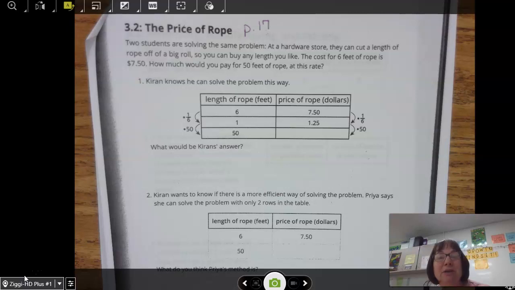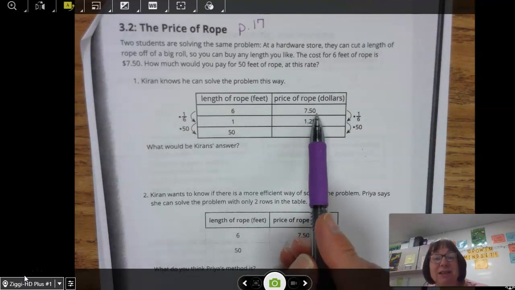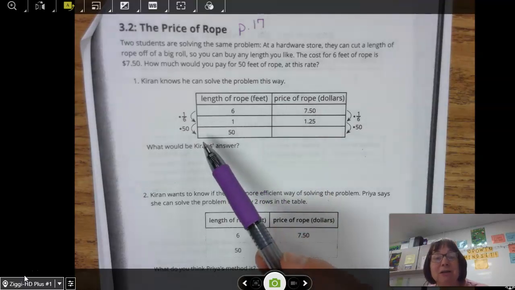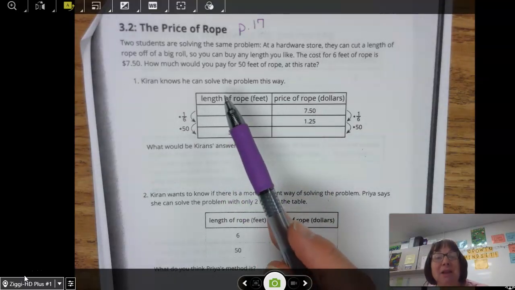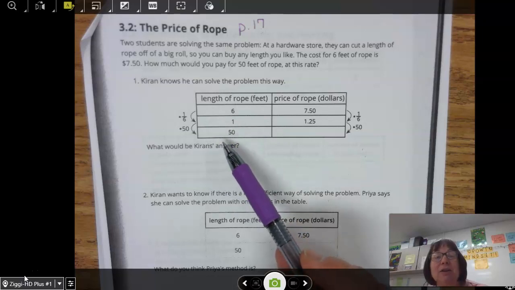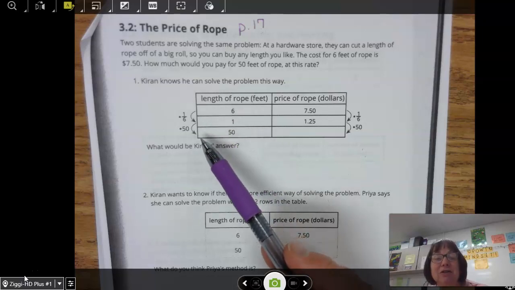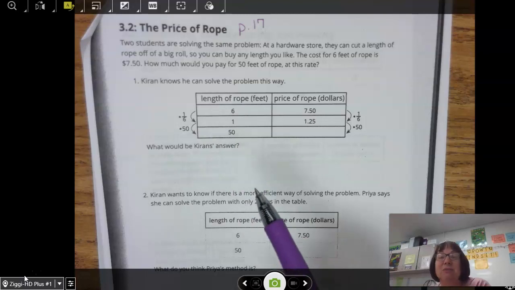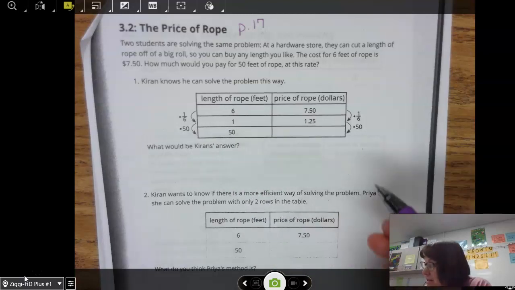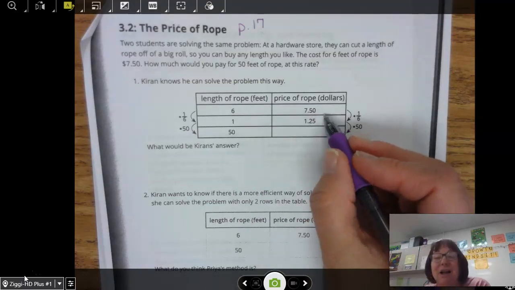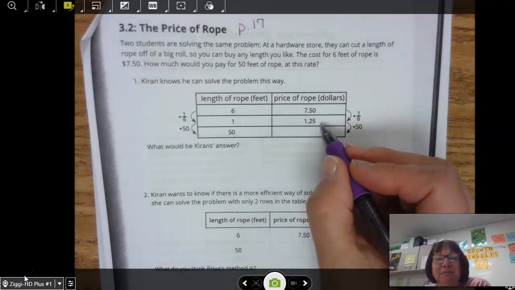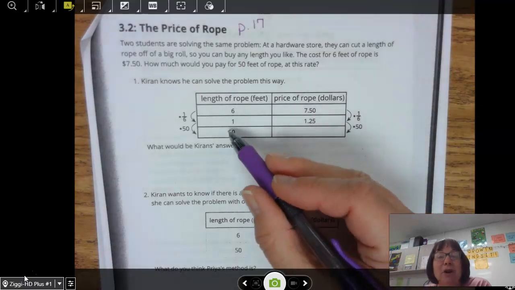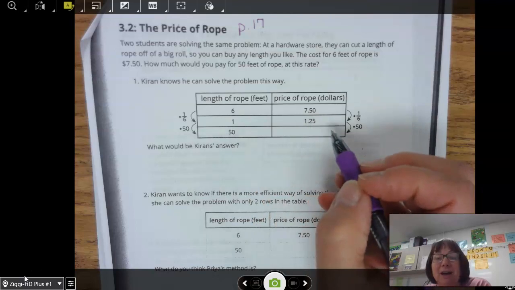So Kieran knows he can solve the problem this way. He knows that if 6 feet costs $7.50, he wants to know what 1 foot would cost. So he has to multiply by a sixth or divide by 6. Right? This is your scale factor. He's dividing by 6 or multiplying by a sixth. So when he takes $7.50 and does that, he gets $1.25. So 1 foot of rope would cost $1.25.